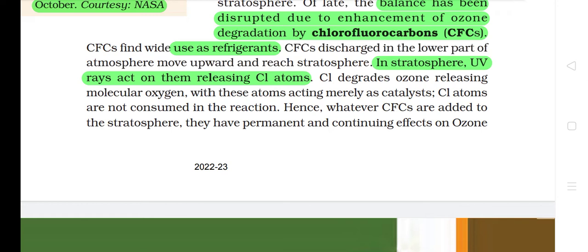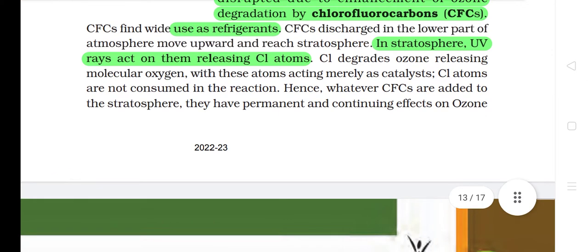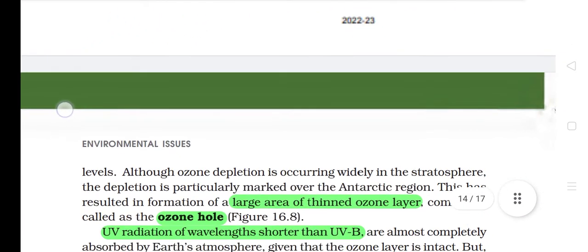CFCs discharged in the lower part of atmosphere move upward and reach the stratosphere. In the stratosphere, UV rays act on them, releasing chlorine atoms. Chlorine degrades ozone, releasing molecular oxygen, with these atoms acting merely as catalysts. Chlorine atoms are not consumed in the reaction. Hence, whatever CFCs are added to the stratosphere, they have permanent and continuing effects on ozone levels.